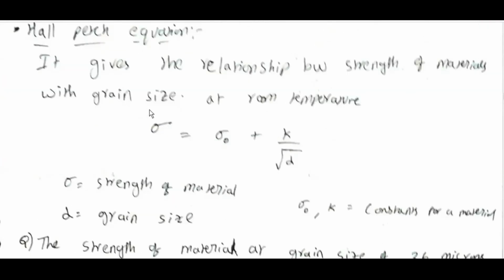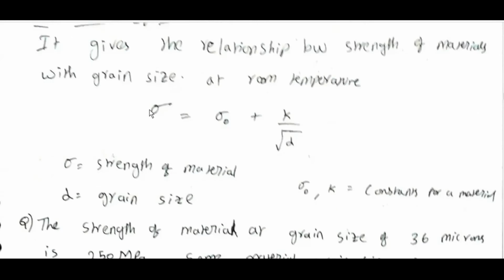Hall-Petch equation. It gives the relation between strength of materials and grain size at room temperature. Sigma is equal to sigma naught plus k by root d. Sigma is equal to strength of material, sigma naught and k are constants for the material, d is equal to grain size.